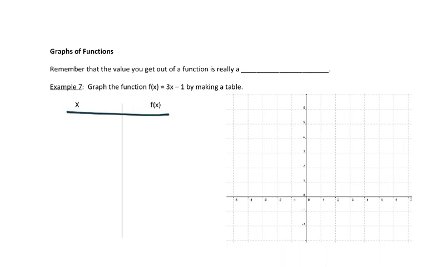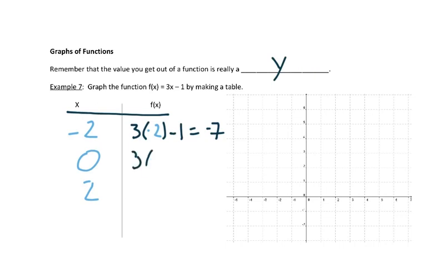Remember that the value you get from a function is really a y value. Okay, so we're going to graph this function by making a table. So we'll just choose 3 things for x. I like to use 1 negative, 0, and 1 positive. Okay, so this is my x, which means that when I stick it in, I'll have 3 parentheses, whatever that number is, negative 2 here, minus 1. So this is negative 6 minus 1, which is negative 7.